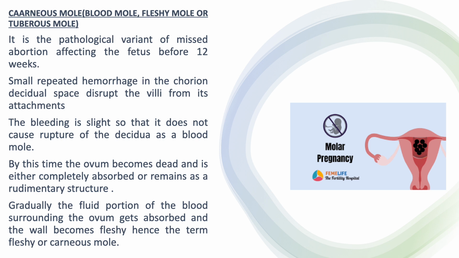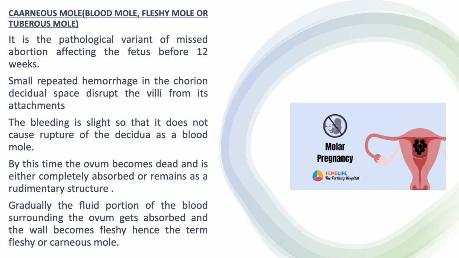Here you can see that there is small repeated hemorrhage in the chorion, that is in the decidual space, which disrupts the villi from their attachment. The bleeding is light, so it does not cause rupture of the decidua as in a blood mole. But if the bleeding is heavier, then you can see a rupture of the decidua, creating a blood mole. Here the small repeated hemorrhage can be seen in the decidual space.